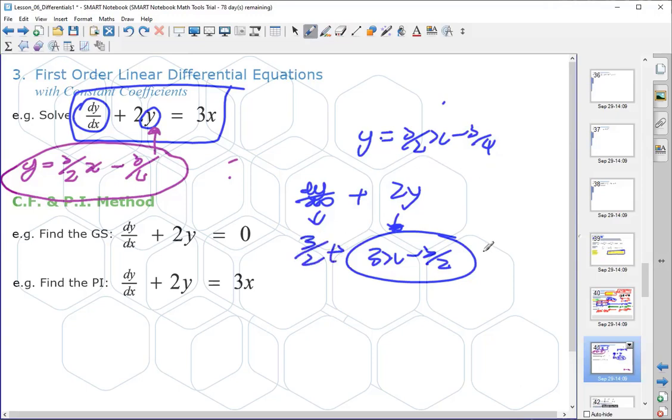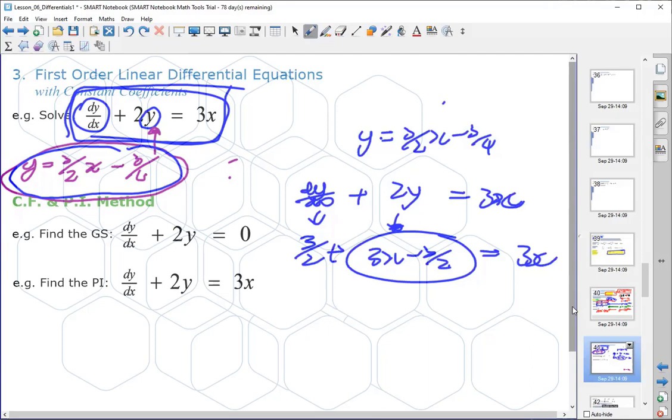3 over 2 equals 3x. Does it work? Can we have some simultaneous cheering or rapturous applause or something like that? It does work, doesn't it? So what we've learned is if you put y is 3 over 2x minus 3/4 into this equation, it does give you 3x.